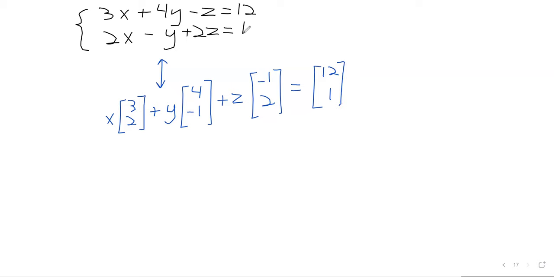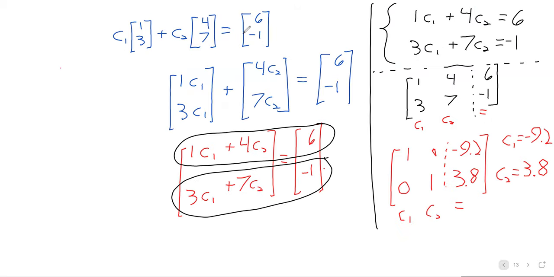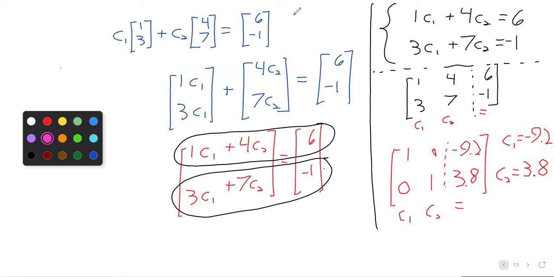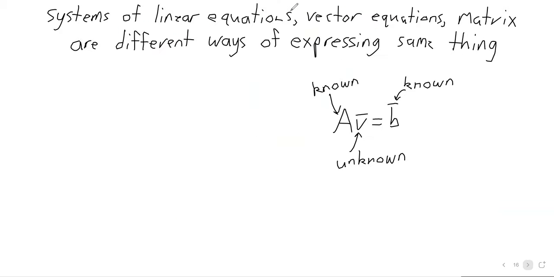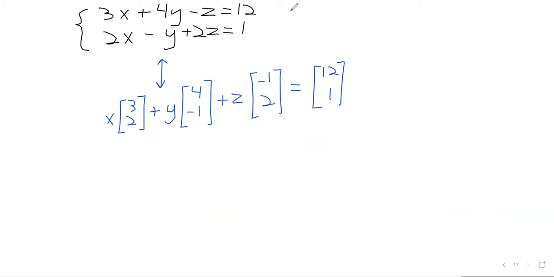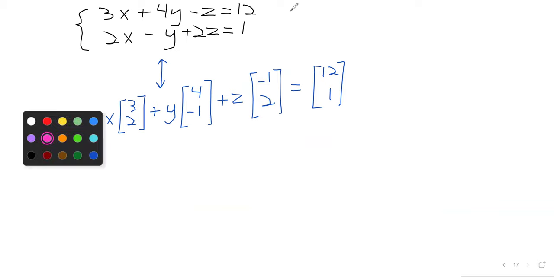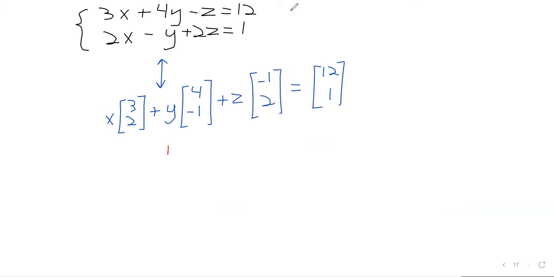We saw this sort of thing. Where did we see it? We saw it here. Well, we were going in the other direction on this frame, but we started with a vector equation. And we saw that it was the same as a system of linear equations. So a vector equation is the same as a system of linear equations.